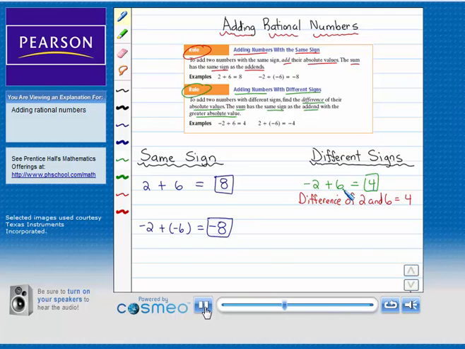So when I'm adding two numbers with different signs and the greater absolute value is positive, I'm going to have a positive answer.